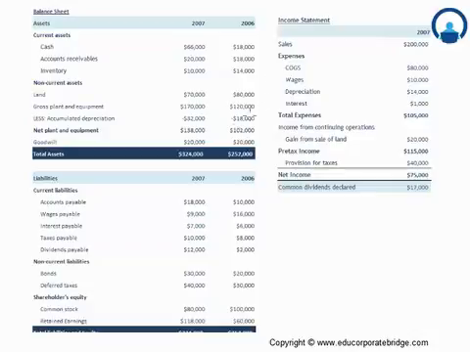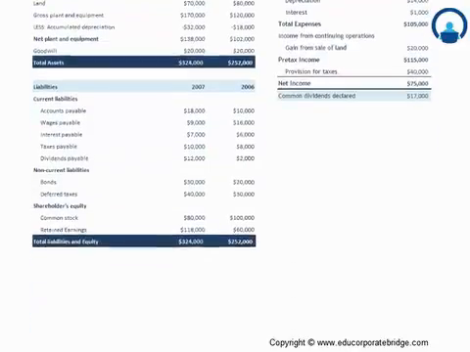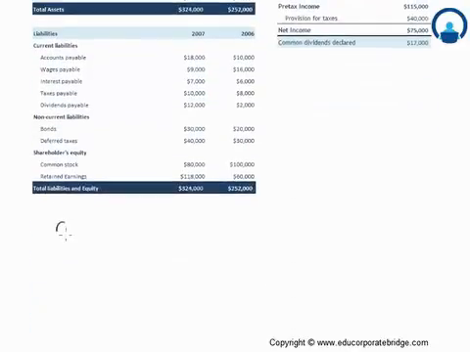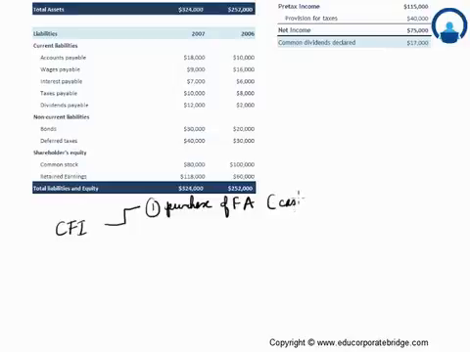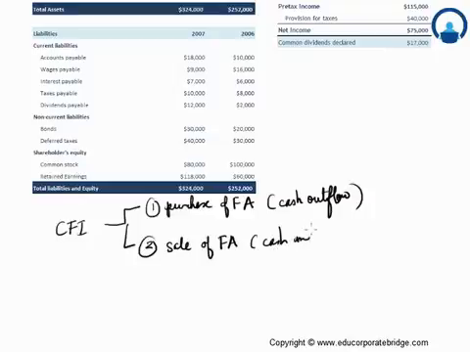Let us now calculate the cash flow from investments. We have discussed cash flow from investments earlier, and what we noted was that they can be divided into two types. One could be purchase of fixed assets, so this would be a cash outflow, and there could be a transaction related to sale of fixed assets. FA is fixed assets, so this would relate to cash inflows.